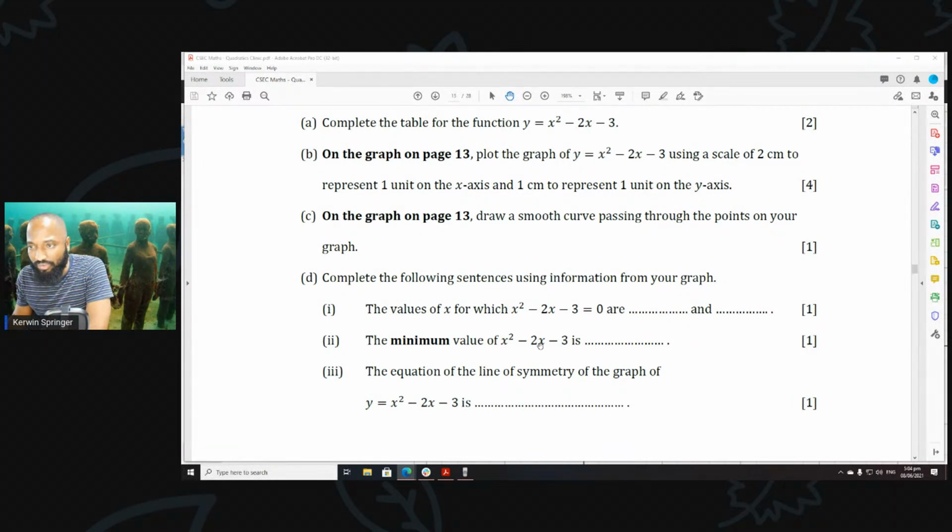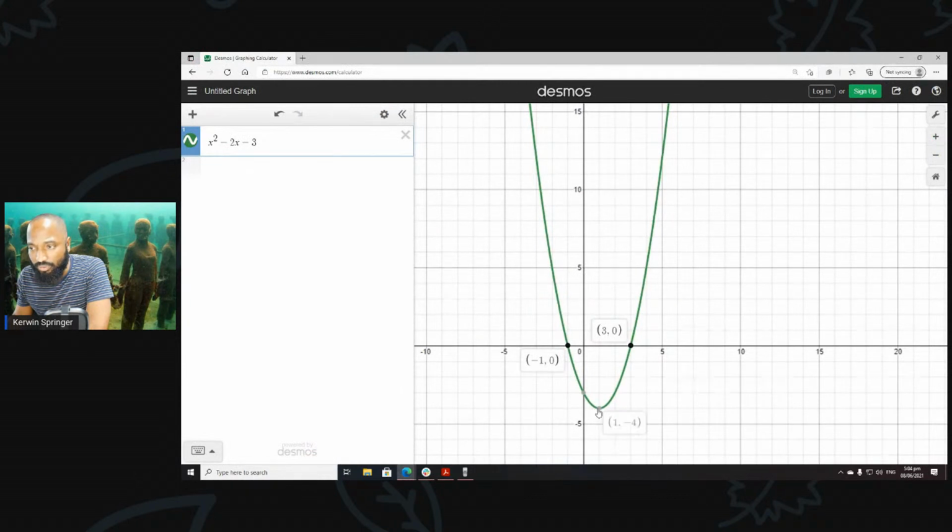The minimum value of x squared minus 2x minus 3, from your graph, the minimum value is -4. The minimum point is 1, -4.